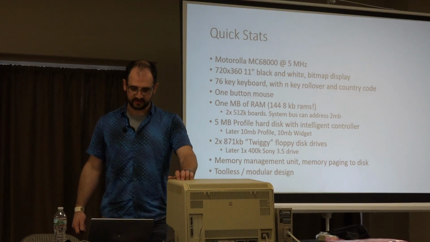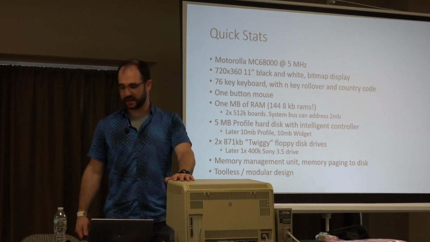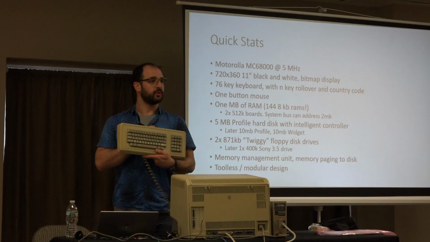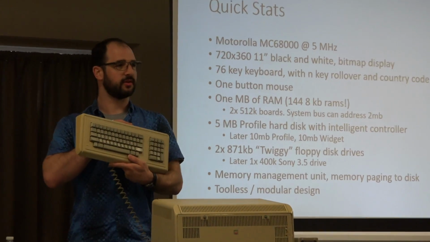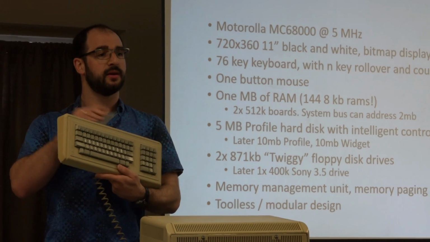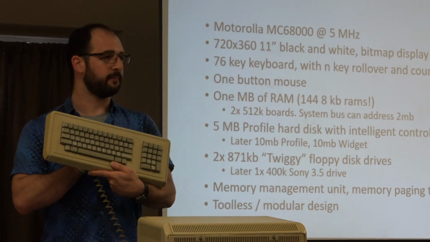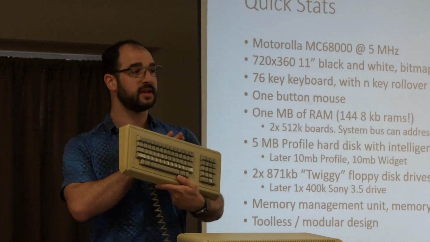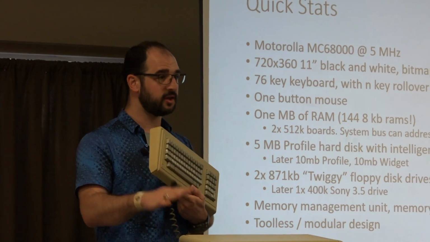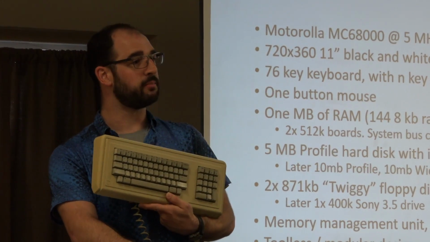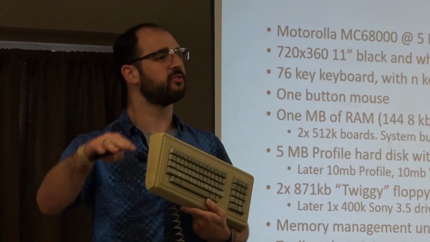It has a 76 key keyboard with N key rollover and country codes. In the ROM of the keyboard, this one would say it's a North American US keyboard. When the system powers on, it asks the keyboard, hey, what country are you from? And say, for example, I had plugged a German keyboard into the system instead of a US English one. The operating system can say, oh, there's a German keyboard connected. Make all of the system prompts in German.